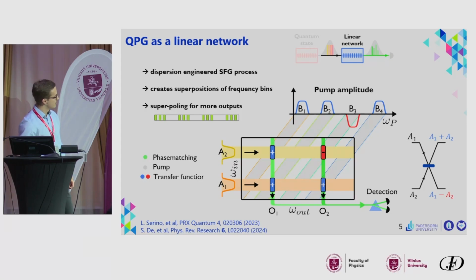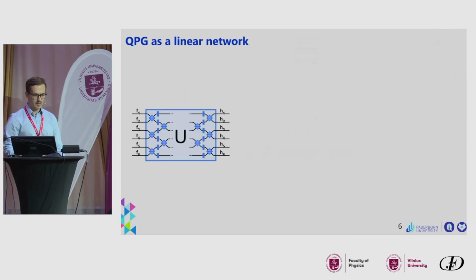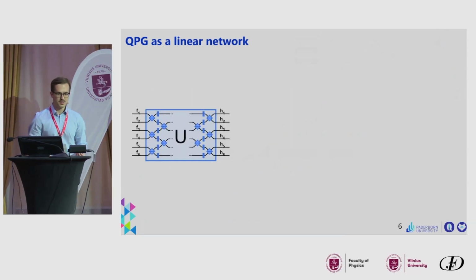And then, for example, if we put now a minus phase on one of the bins here, this would be analogous to the spatial beam splitter, basically, but here in the frequency domain. The question is then, how do we build larger networks with this?